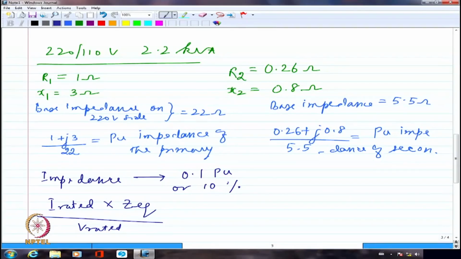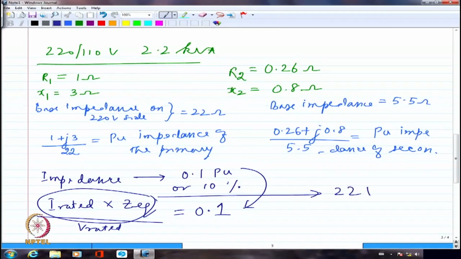That's what it means. Which means, if I know this 220 by 110 volts transformer, 2.2 kVA, when it is carrying a current of 10 ampere on the primary side, I am looking at what is the drop in the Z equivalent visualized from the primary side. And I say that drop as compared to 220 volts is 10%. So I am going to have this entire thing equal to 22 volts if I am looking at it from the primary side, when V rated is 220 volts.